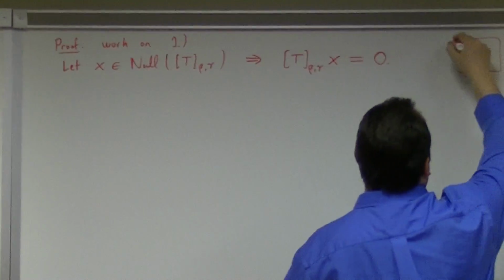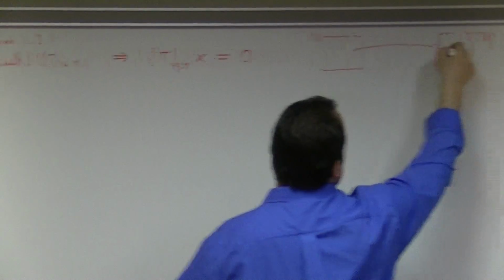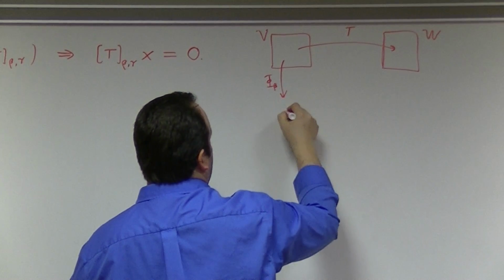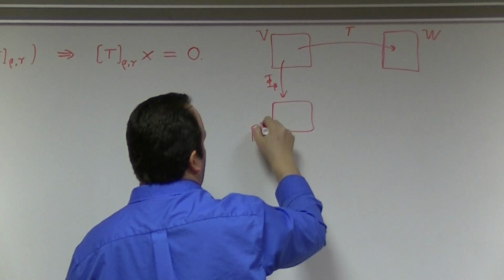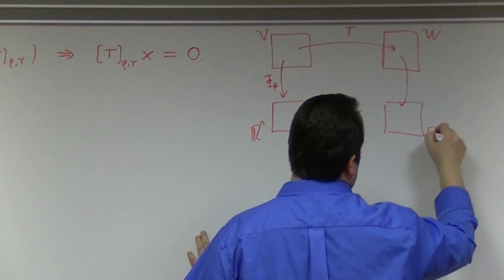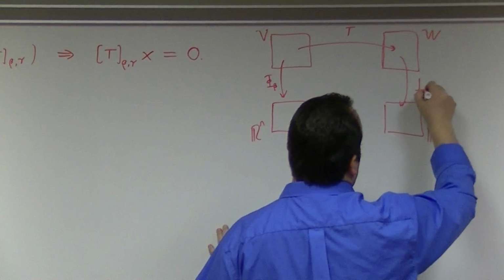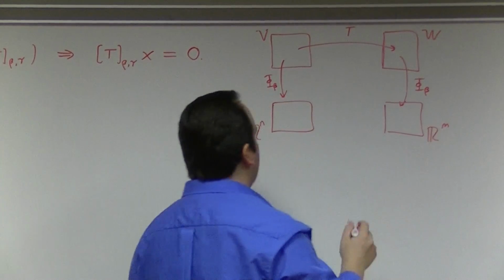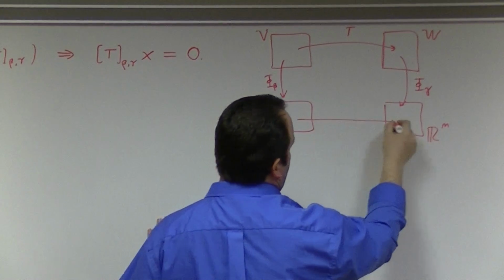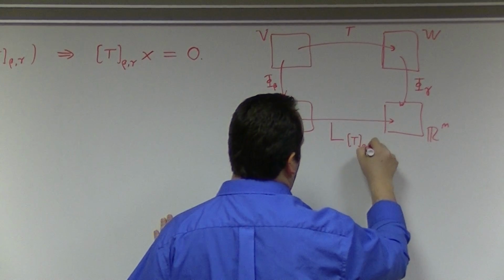So here it is. Here's V. Here's W. T goes from here to here. Here's the beta coordinate map, which trades V for Rn, and the gamma coordinate map trades W for Rm. So Rn and Rm are pictures under the coordinate mappings beta and gamma of V and W respectively. Down here, you have a matrix multiplication, the linear transformation which is induced from that matrix T beta gamma.